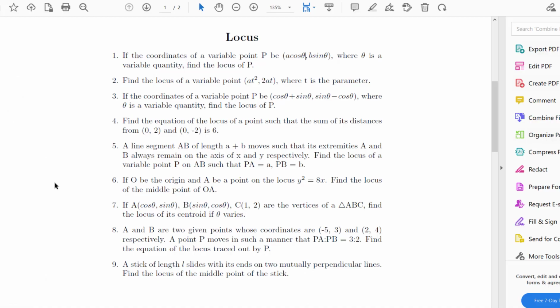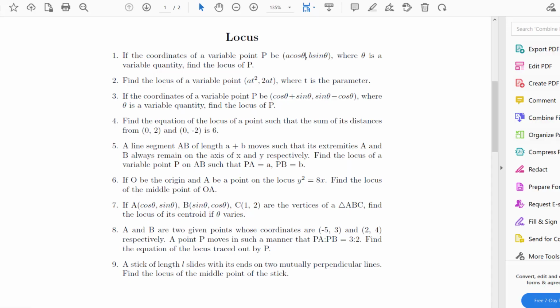A line segment AB of length a plus b moves such that its extremities A and B always remain on the axis of x and y respectively. Find the locus of a variable point P on AB such that PA is a and PB is b. So let's try to visualize this. One line segment AB is given, two endpoints are given, A and B. The length is also given. So let's note down what things are given. AB is given, the length is given, that is a plus b.